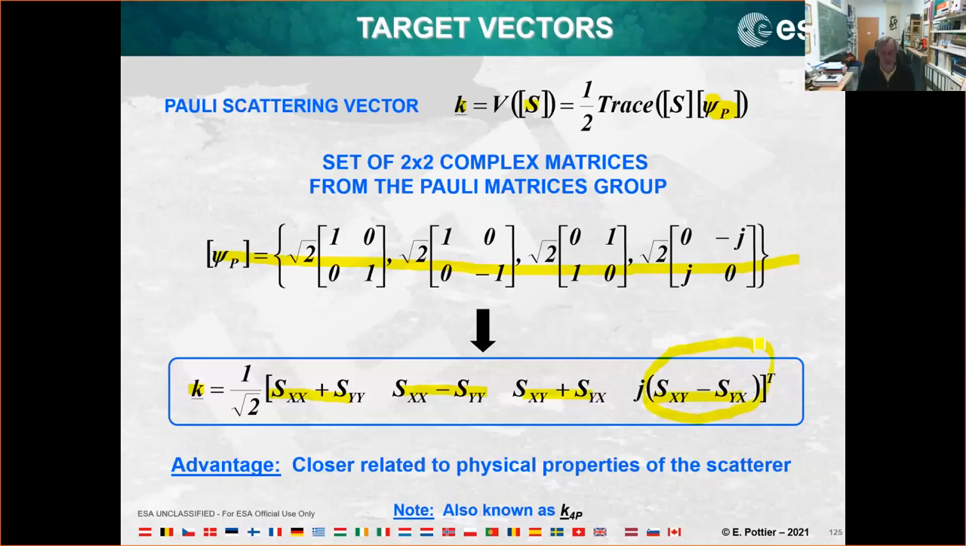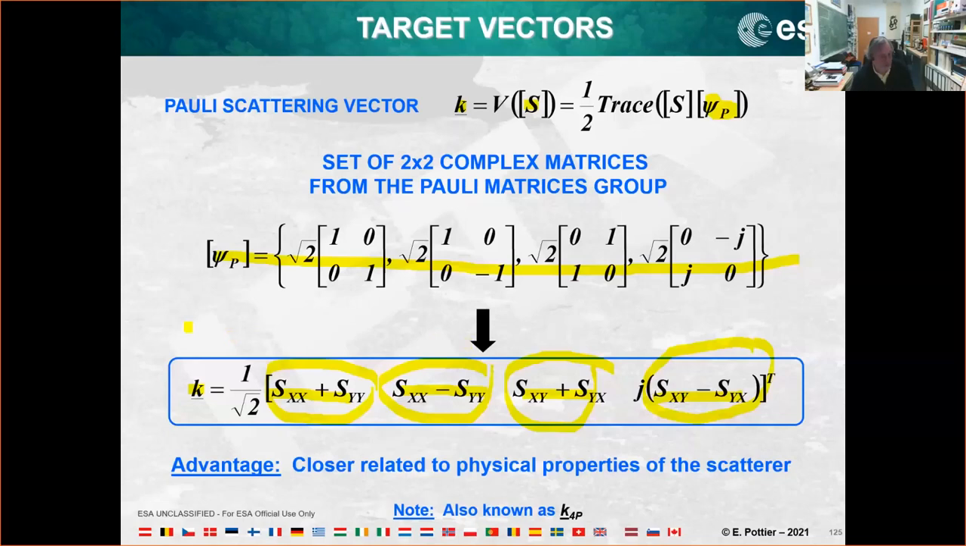But in conclusion, this target vector is closer to the physical properties of the scatterer, because as I explained to you, the first component corresponds to single bounce, the second to double bounce, and the third to the volume scattering mechanism. So this is the advantage of using this group of orthogonal matrices, the Pauli matrices group, because the output provides you a vector which is close to the physical properties of the scatterer.